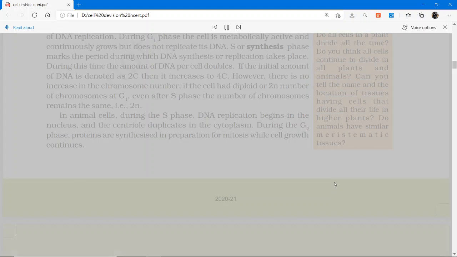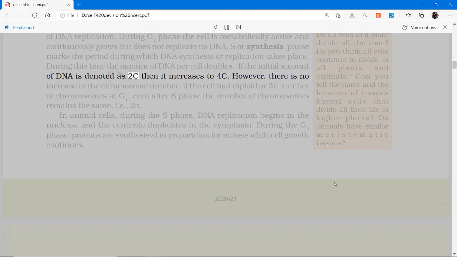During G1 phase the cell is metabolically active and continuously grows but does not replicate its DNA. S or synthesis phase marks the period during which DNA synthesis or replication takes place. During this time the amount of DNA per cell doubles. If the initial amount of DNA is denoted as 2C, then it increases to 4C. However, there is no increase in the chromosome number if the cell had diploid or 2n number of chromosomes at G1. Even after S phase the number of chromosomes remains the same, i.e., 2n.